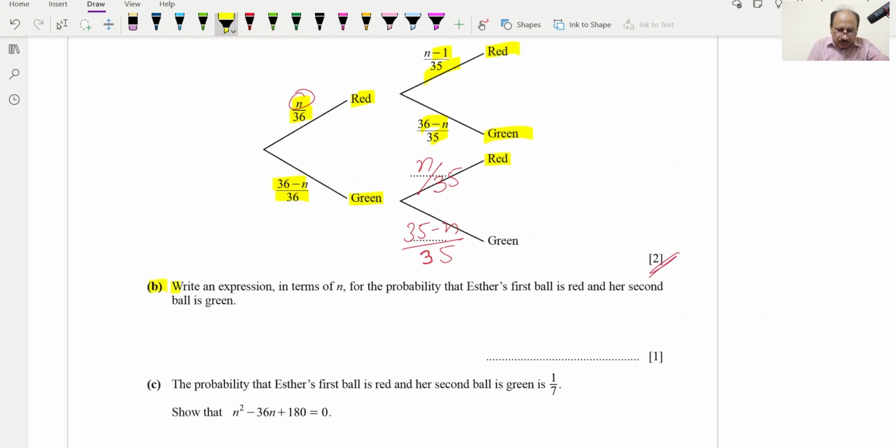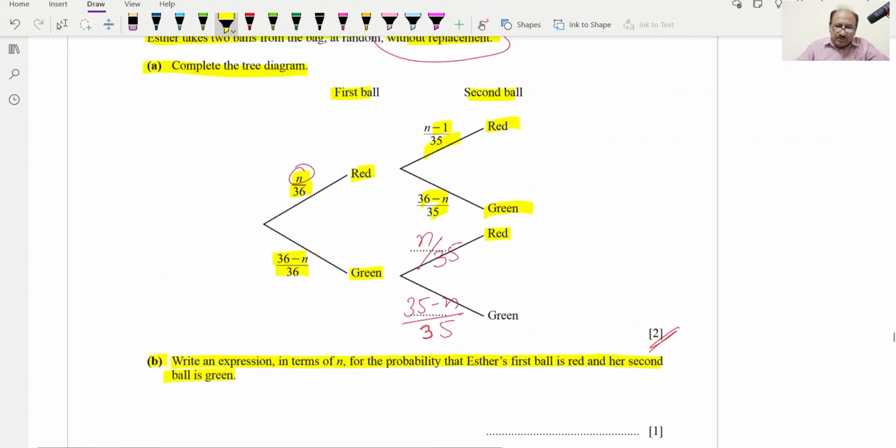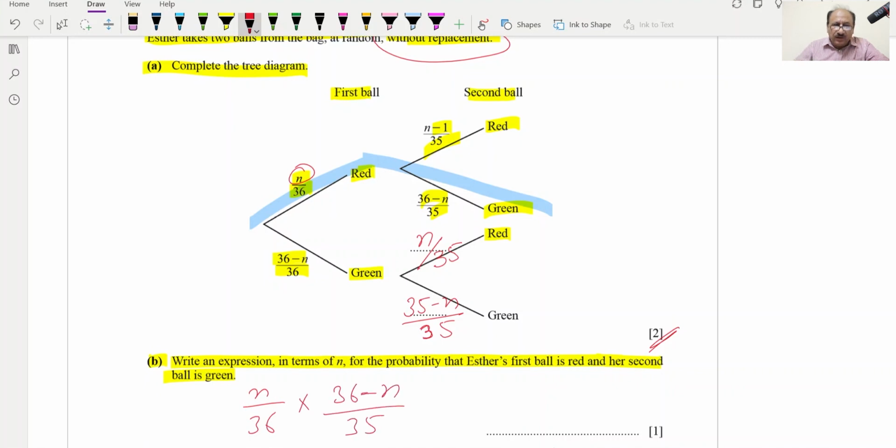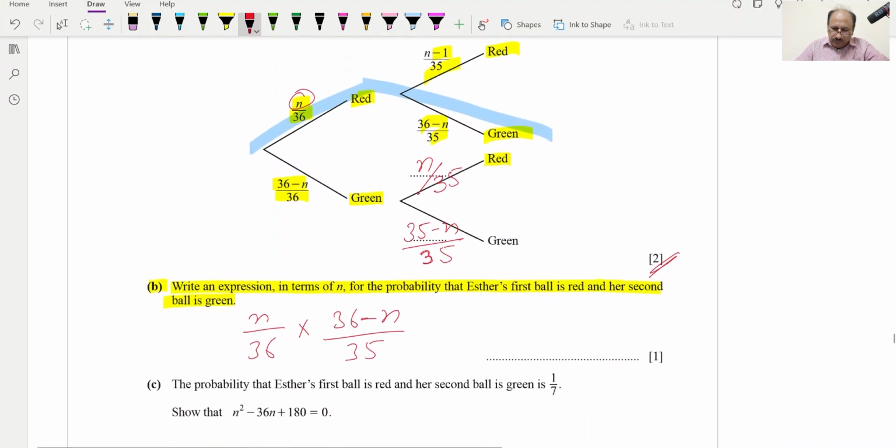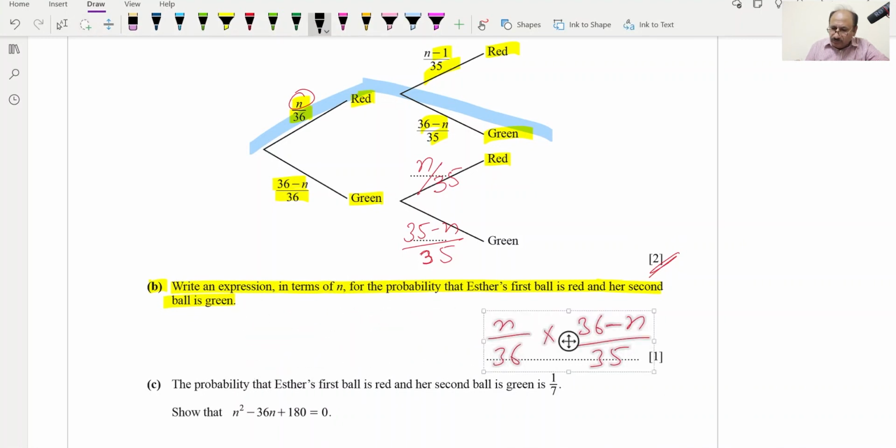Now B part, write an expression in terms of n for the probability that Esther's first ball is red and her second ball is green. So first ball is red and second is green. We will be taking this route, and this will be what? This will be n by 36 multiplied by 36 minus n over 35. This will be the probability which we can write at the proper place also, and we can shift it over here. So basically this will be our answer.